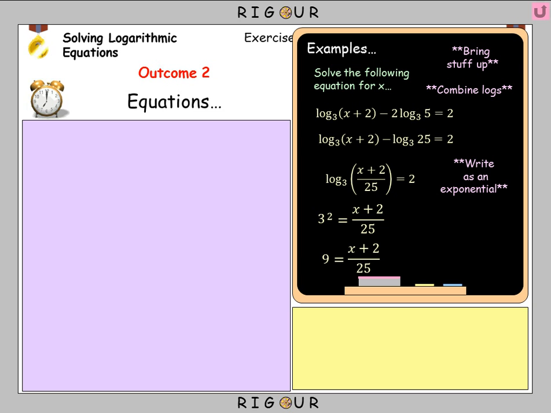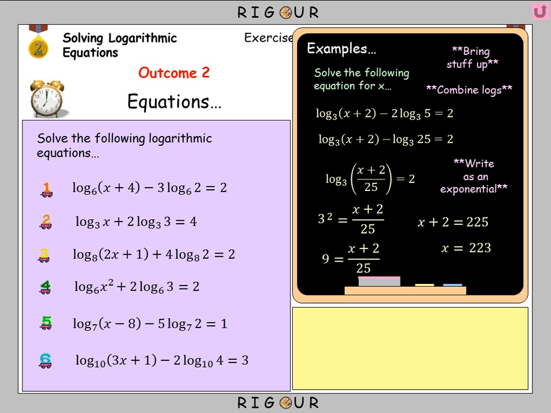We multiply the 9 and the 25 together, so that gives us x + 2 equals 225. And to finish off, we just subtract 2 from both sides, so that gives us a final answer of x equals 223. So bring stuff up, combine the logs, write as an exponential. And in exactly the same way, here's a few for you to try. And remember, if you're taking logs away, you divide the terms. If you're adding logs, you multiply the terms together. So if you're working on these at home, pause the video now.